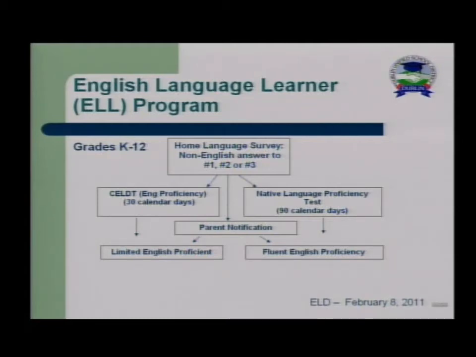And this would go for any level that they enter Dublin Unified at, from kindergarten straight up through high school, coming from another country. If they've come from another district, then they've already had the CELDT test, presumably. If it was in California, perhaps not, if it was from another state.